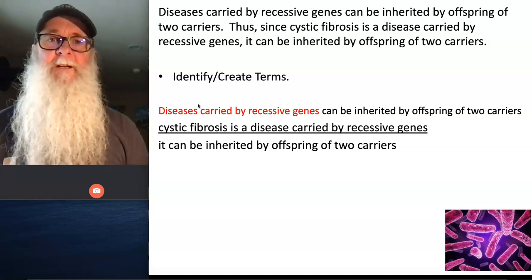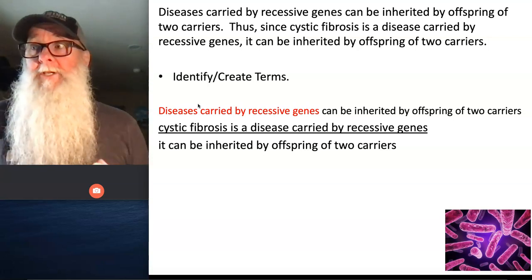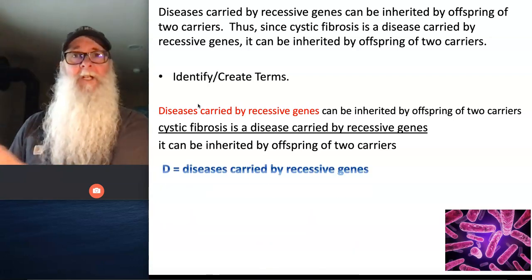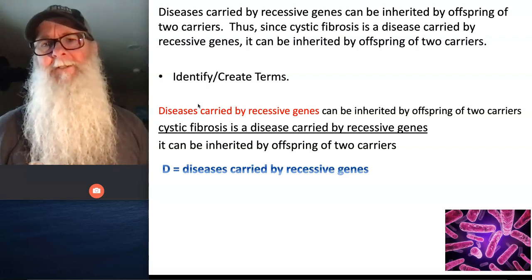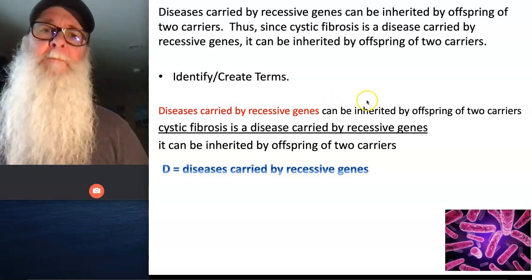Here we have diseases carried by recessive genes. And what's interesting about that as a term is I can use that as a term without having to modify it at all. I can just simply designate a letter to represent diseases carried by recessive genes. And here I'm going to use the letter D. And now I can just keep moving through the argument looking for more terms.